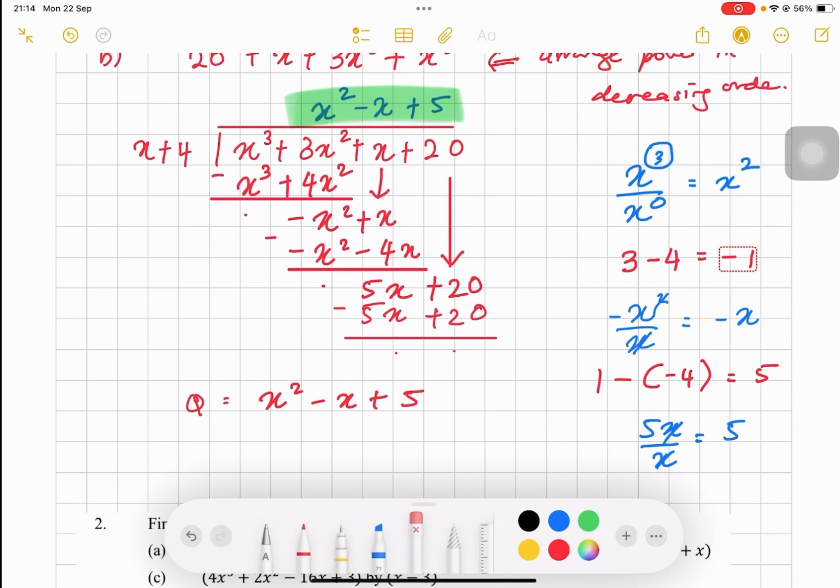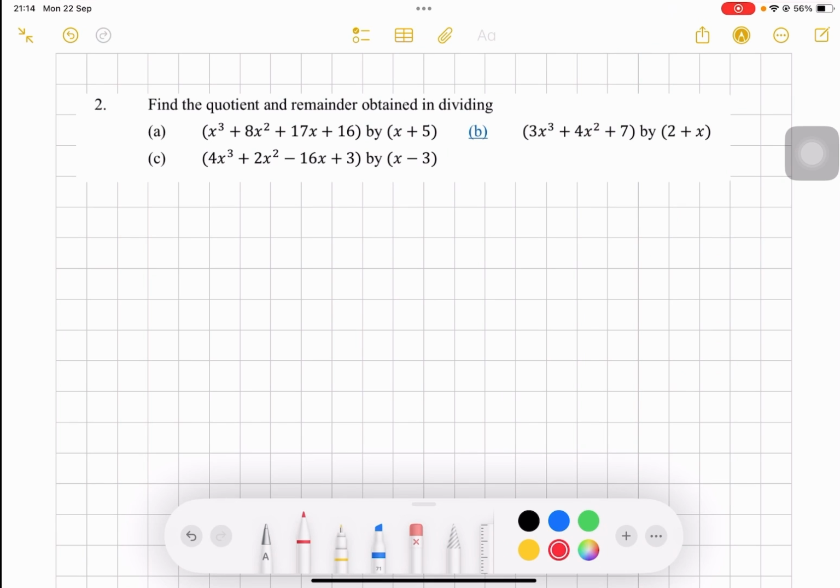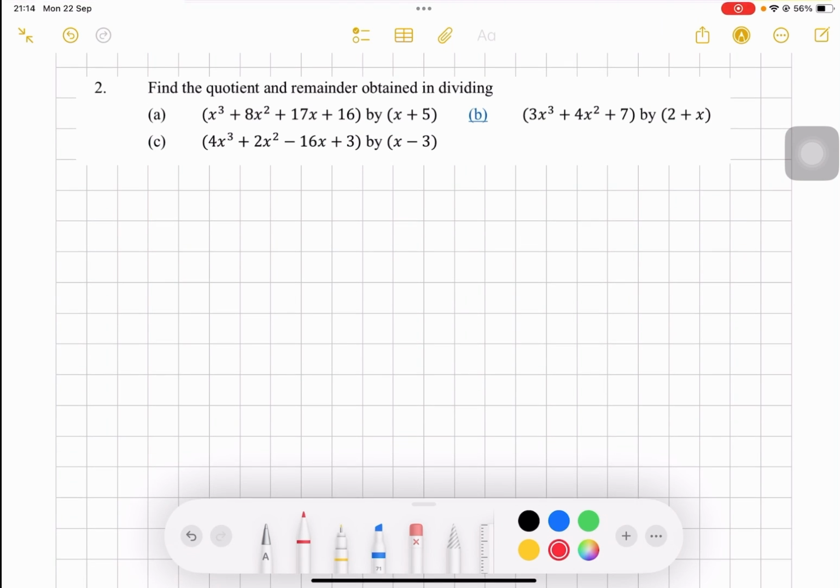So now you are expecting some value, not a value, I would say a polynomial, a linear one. Okay, let's get started. x plus 5, and then x cubed plus x squared plus 17x plus 16. Now let's go do it.